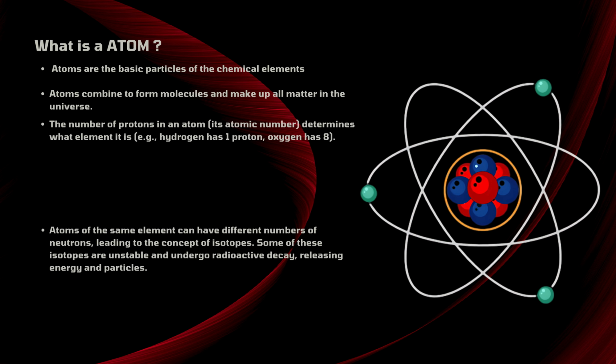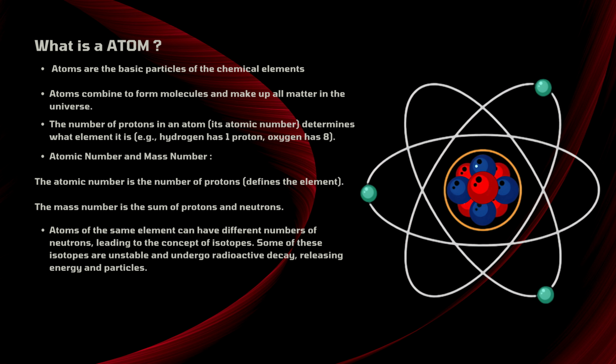What is the atom? Atoms are the basic particles of the chemical elements. Atoms combine to form molecules and make up all matter in the universe. The number of protons in an atom, its atomic number, determines what element it is, e.g. hydrogen has 1 proton, oxygen has 8.